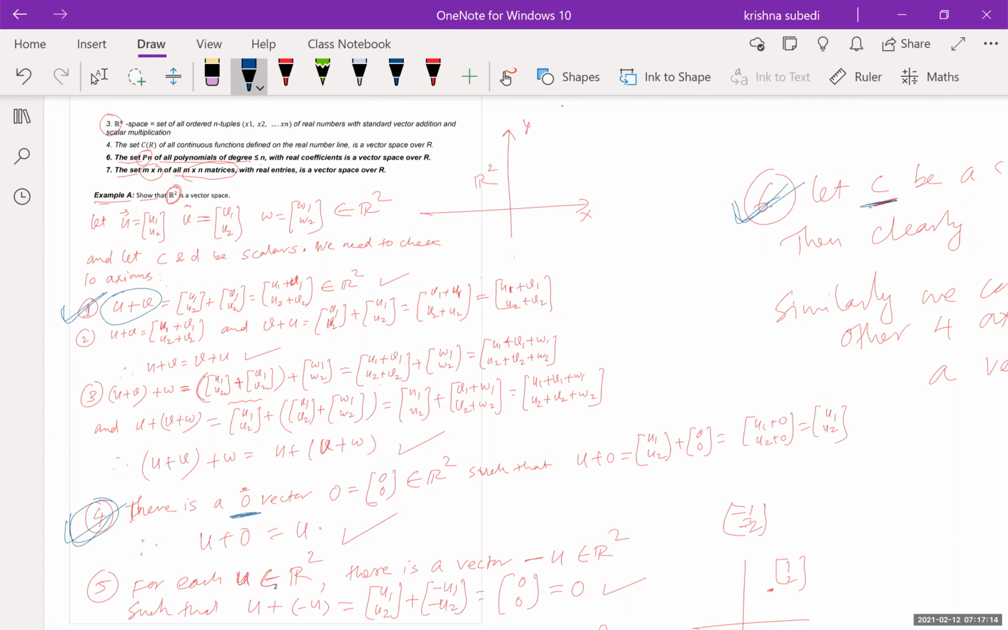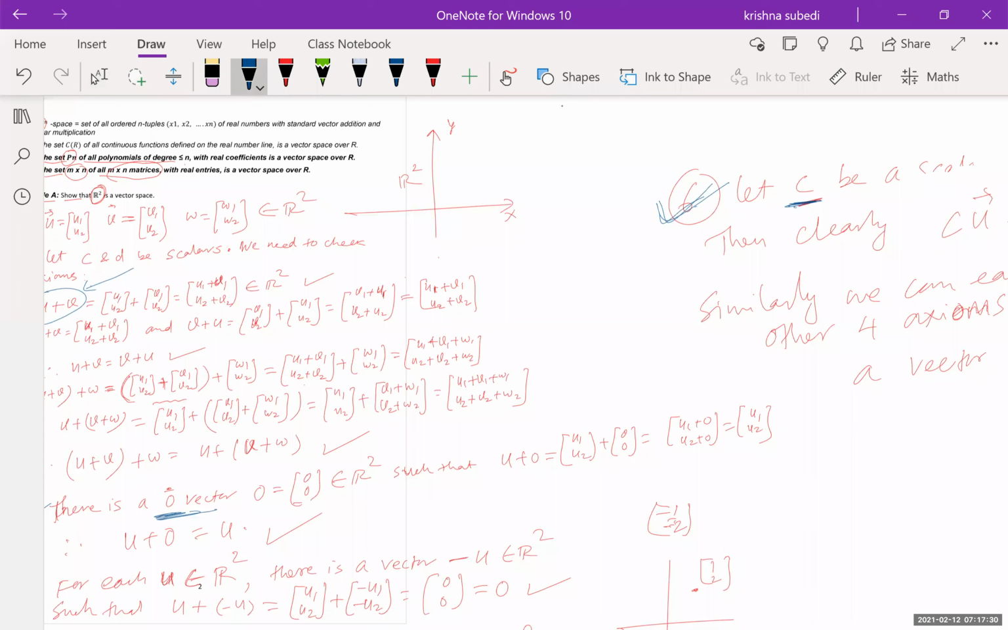What are those three conditions again? Closed under addition. And there is a zero vector. We call it additive identity. Another is closed under scalar multiplication. You consider one scalar and you multiply that with the vector, and the multiplication, the product will also lie on the same space.